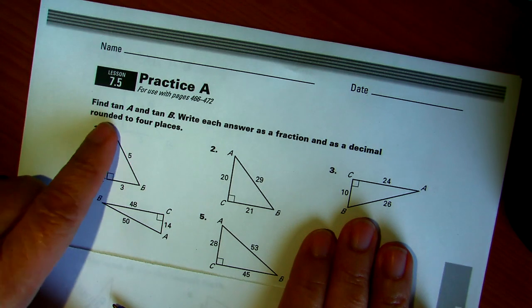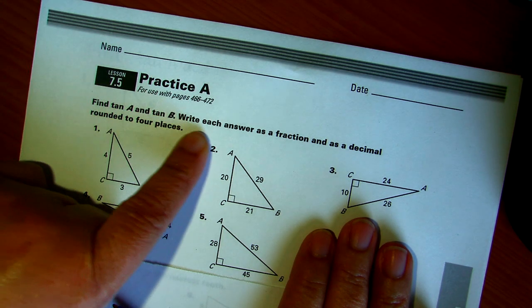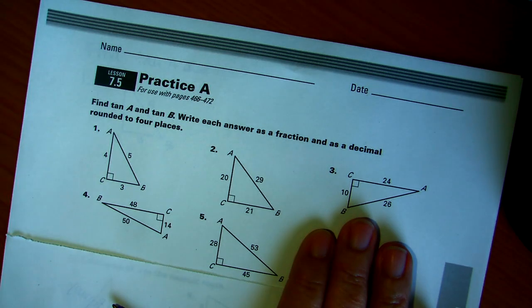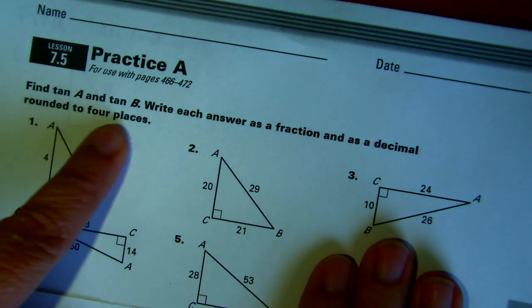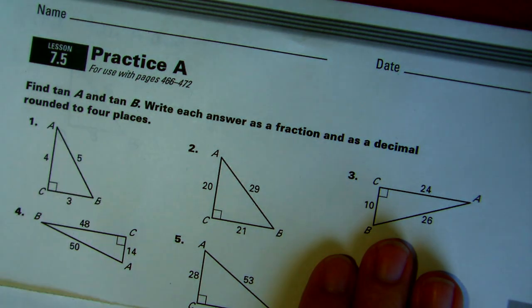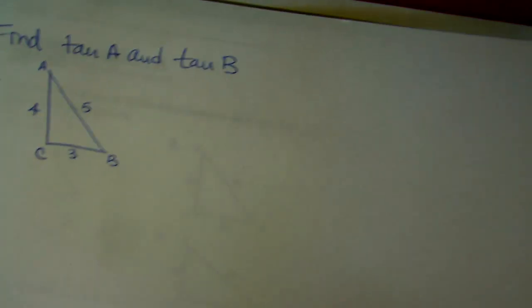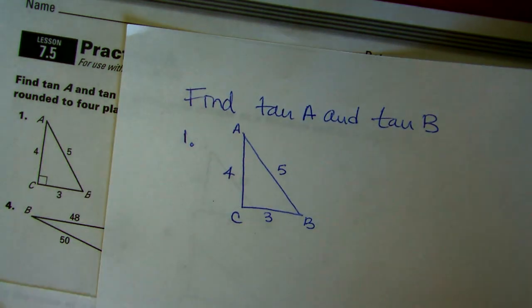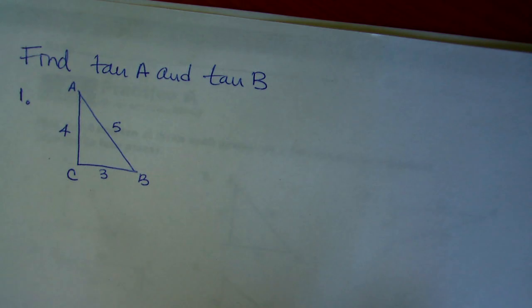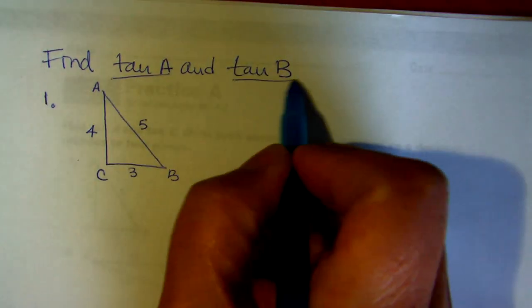So here's the instruction. It says that you need to find the tangent of angle A and the tangent of angle B. You have to write each answer as a fraction and as a decimal rounded to 4 places, okay? So let me get my paper. I copied number 1, triangle number 1 here. This side measures 4, 5, 3. Okay, let me check if I have my numbers right. All right. So we need to find tangent of angle A and tangent of angle B.